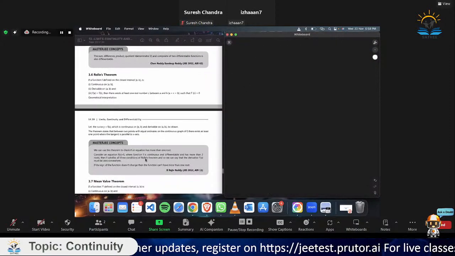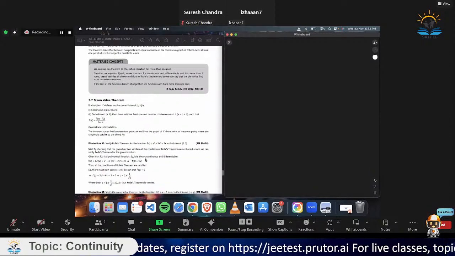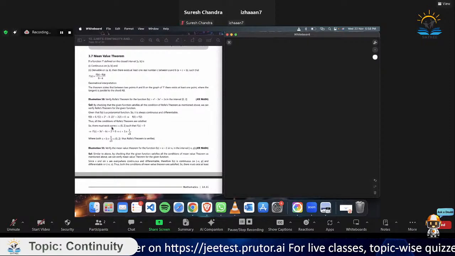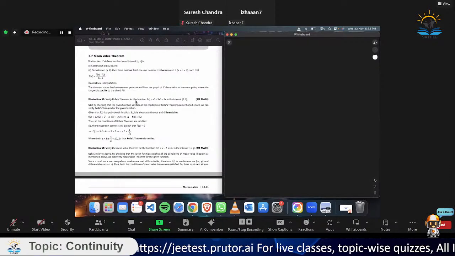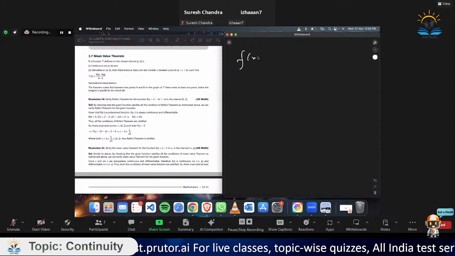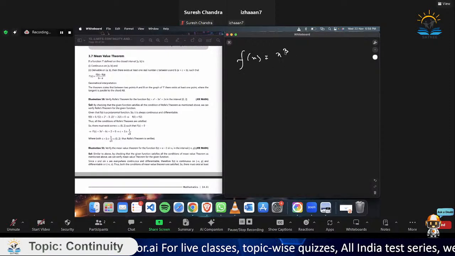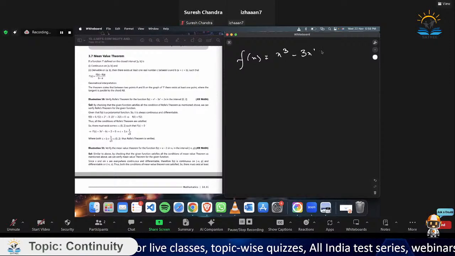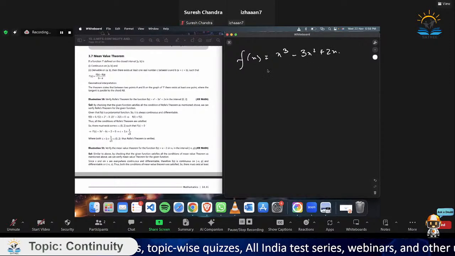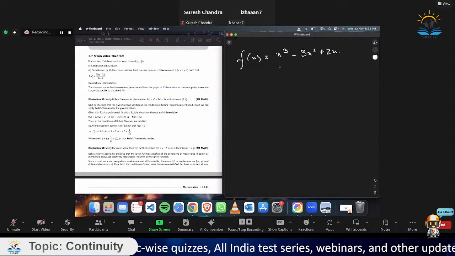Now this is Rolle's theorem, and we'll just do one question on Rolle's theorem to get the gist of it. So they're asking us to verify Rolle's theorem for the function in this interval. So what is the function? f(x) is equal to x cube minus 3x square plus 2x. Since it is a polynomial, it is always continuous and differentiable.